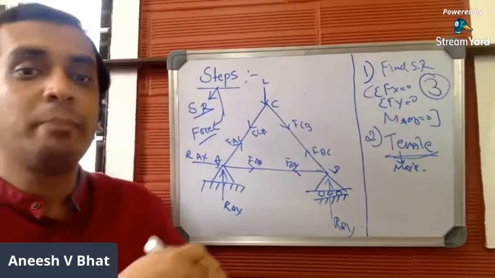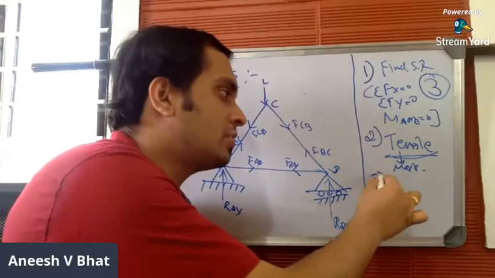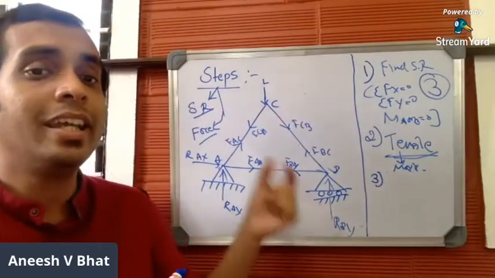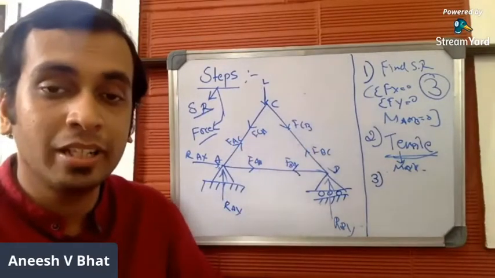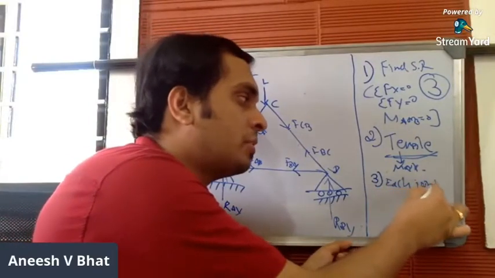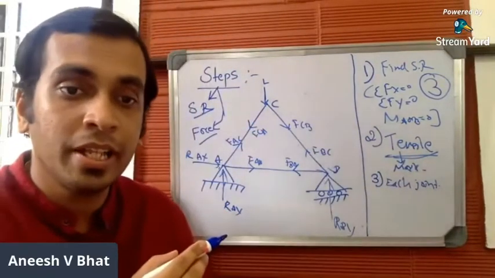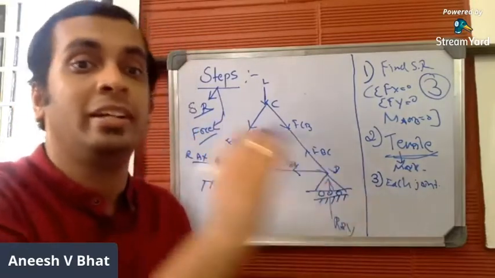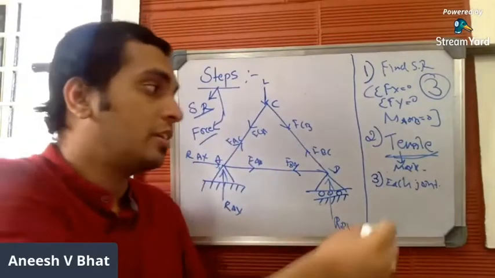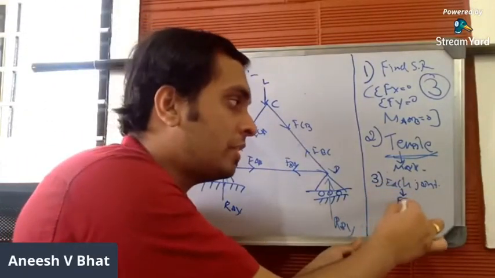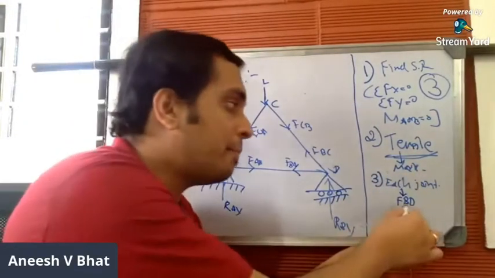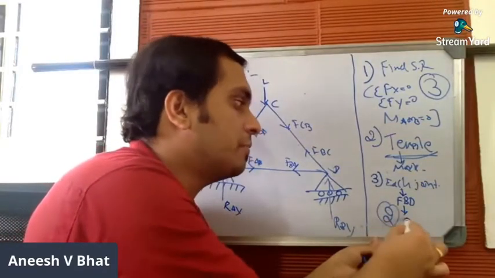It's very simple. Step number three is very important. In step number three, you'll be considering each joint separately and drawing the free body diagram for each joint. When you draw the free body diagram, the system will be concurrent. So consider each joint, draw the free body diagram for each joint, and apply two conditions of equilibrium.